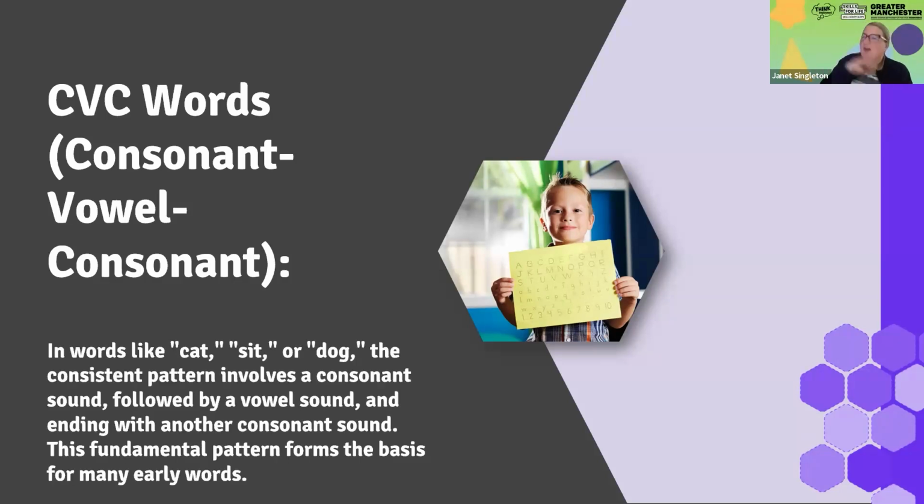So consonant, vowel, consonant. In words like cat, sit, dog, there is a consistent pattern involving a consonant sound followed by a vowel sound and ending with another consonant sound. This fundamental pattern forms the basis of many early words. So that's what we mean by consonant, vowel, consonant.